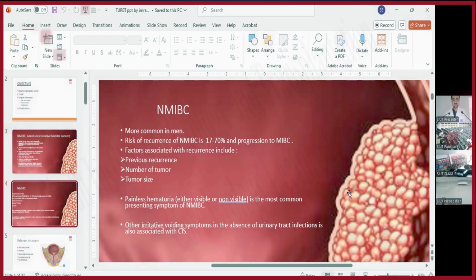Painless hematuria, either visible or non-visible, is the most common presenting symptom. Other irritative voiding symptoms in the absence of urinary tract infection are also associated with carcinoma in situ.